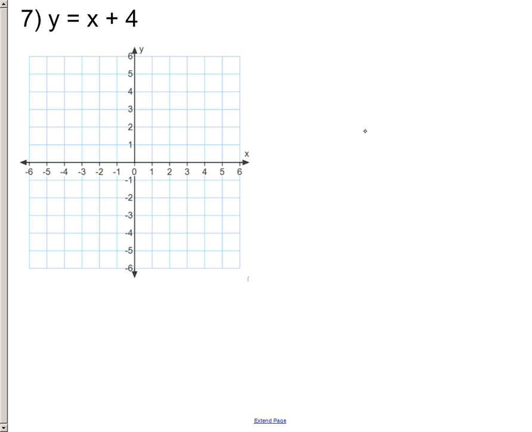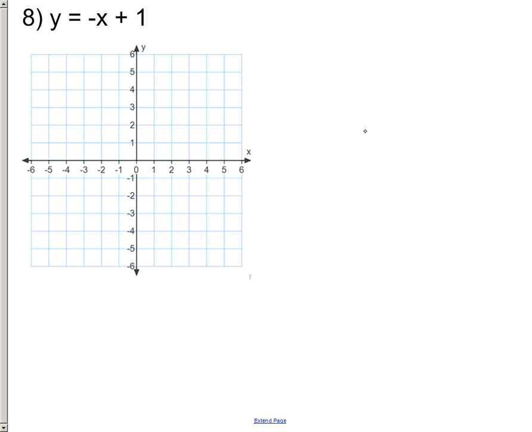Number 7, hey, y-intercept is 4. You've got a slope of +1, so it'd be 1 over 1. That means we go up 1 and to the right 1. Draw your line. And the rest I'll let you kind of just see here.